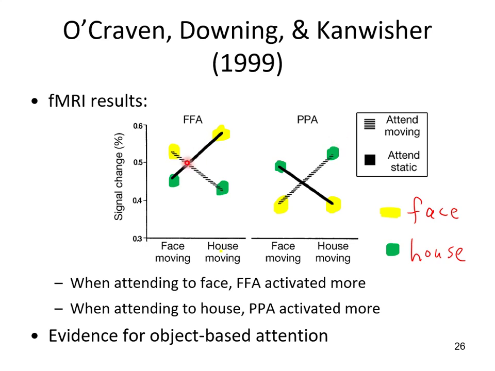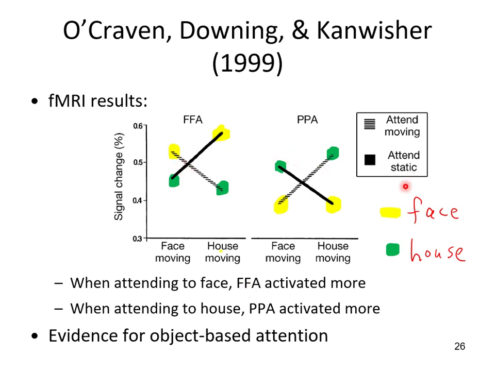When we attend to the face, the FFA has a stronger activity than when we attend to the house. And when we attend to the house, the PPA shows a stronger activity than when we attend to the face. So the result is quite clear, right? When we attend to the face, the FFA activates. When we attend to the house, the PPA activates. So does it mean we are able to attend specifically to the face or the house? Yes, we can.